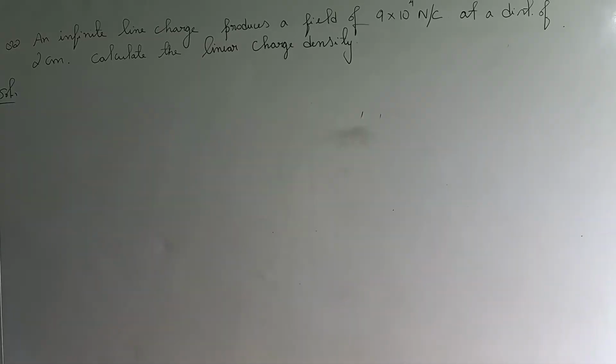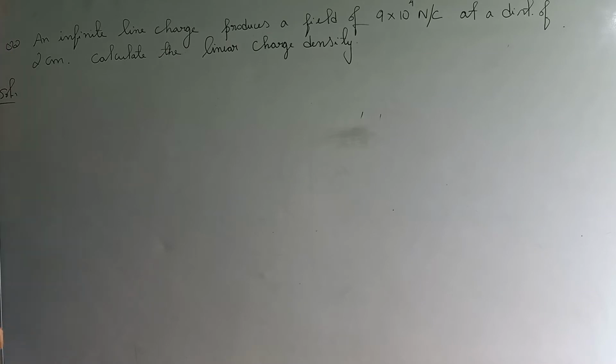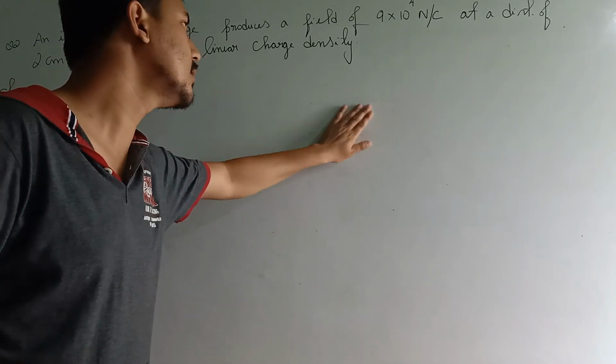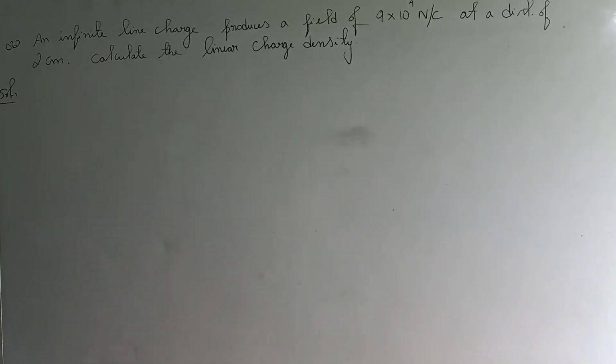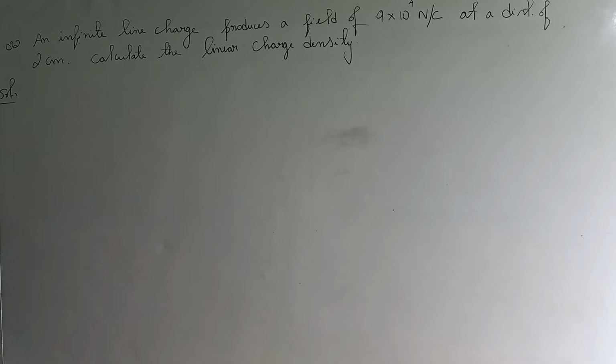So coming to question number 2. An infinite line charge produces an electric field of 9 into 10 to the power 4 Newton per coulomb at a distance of 2 centimeters from it. You have to calculate the linear charge density.